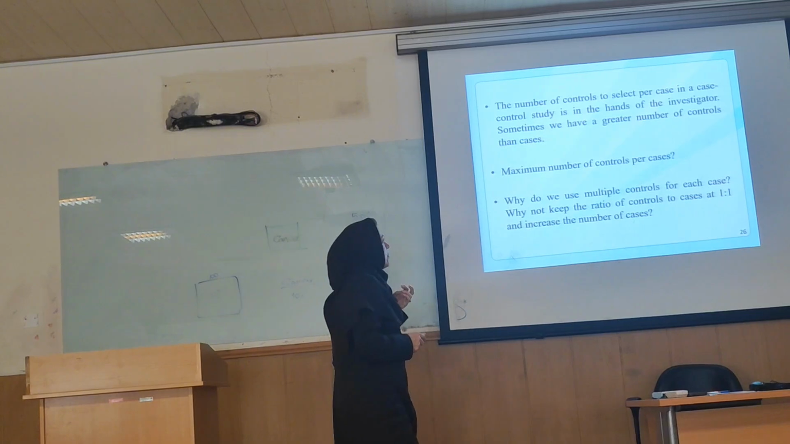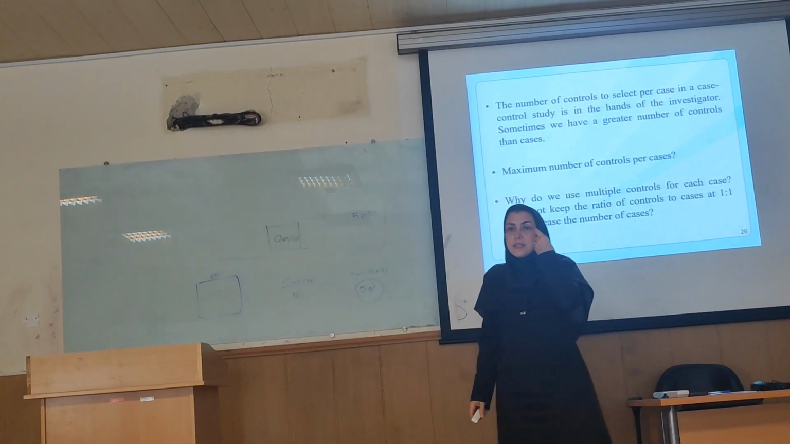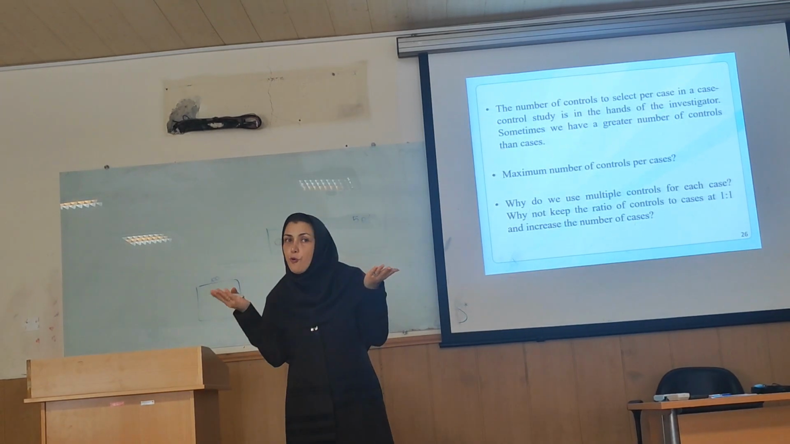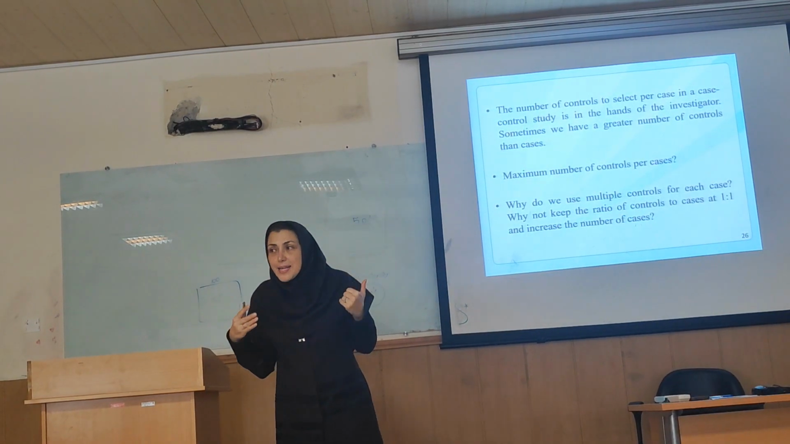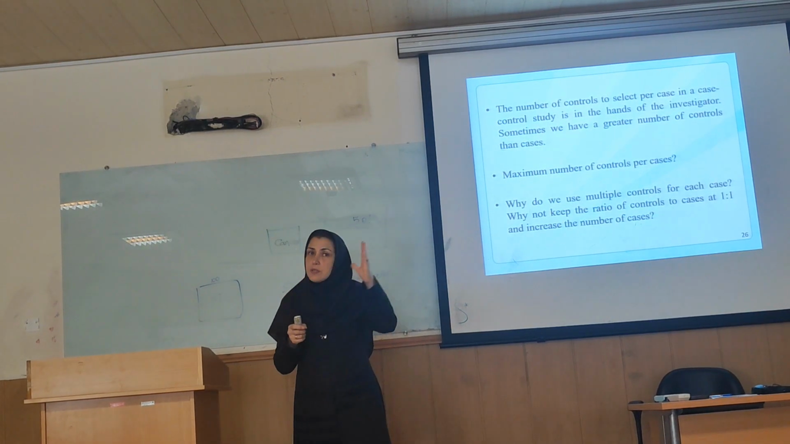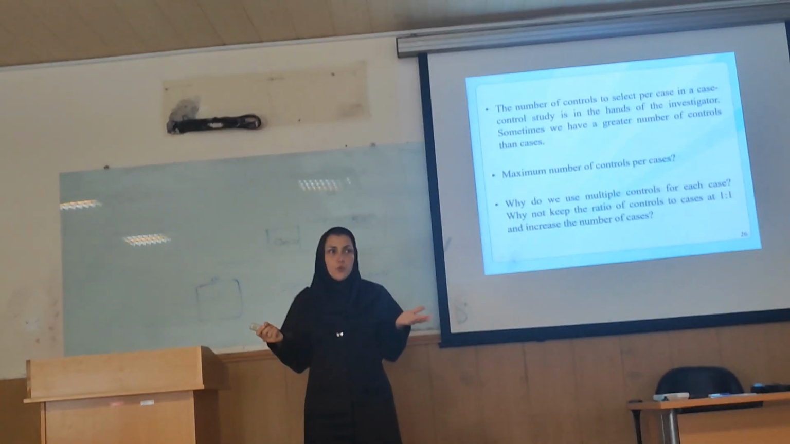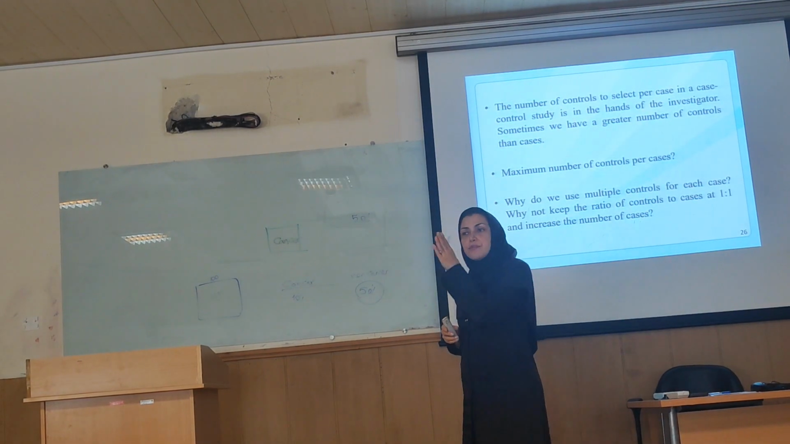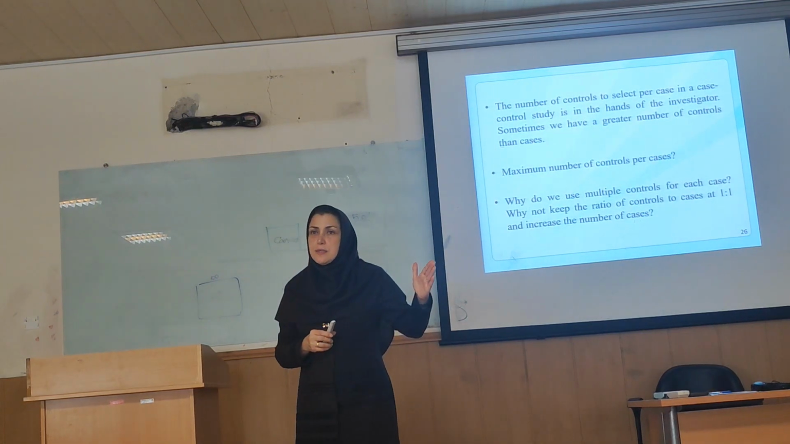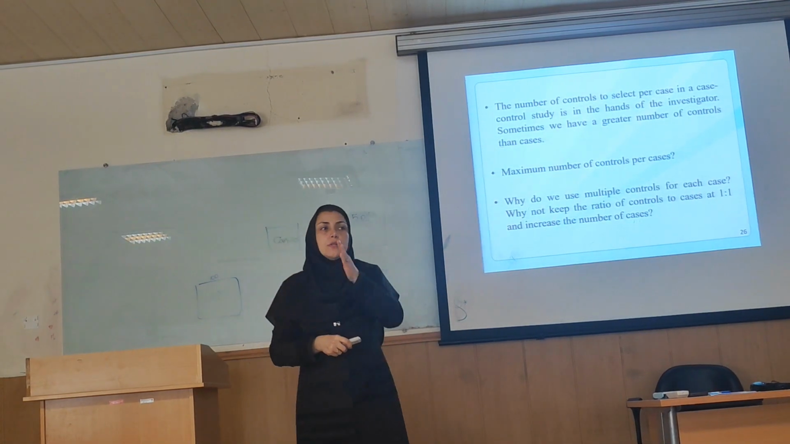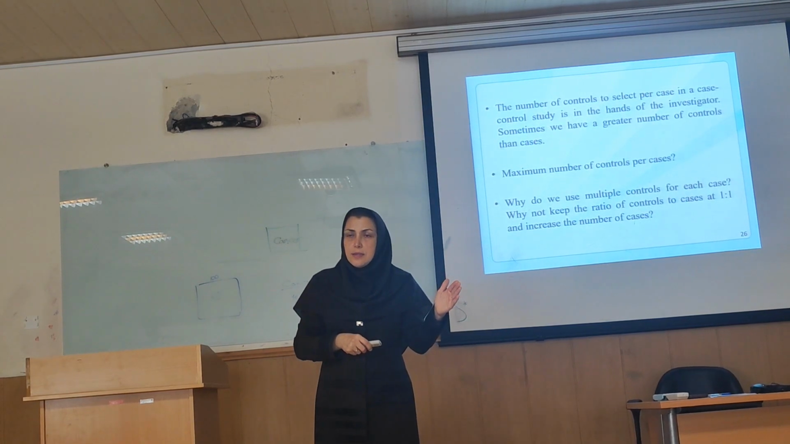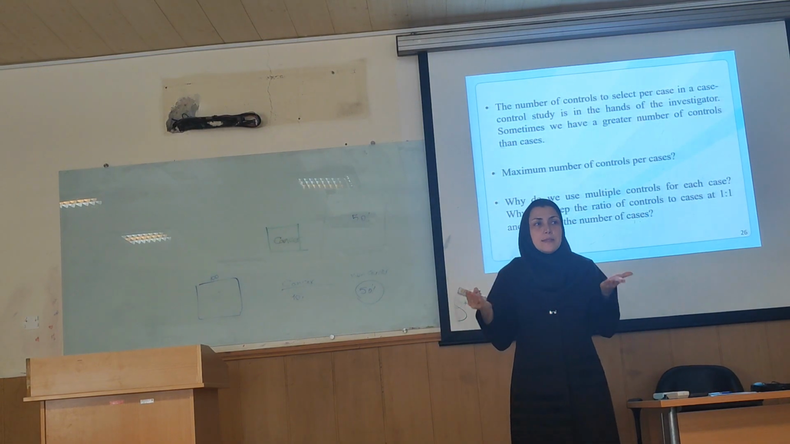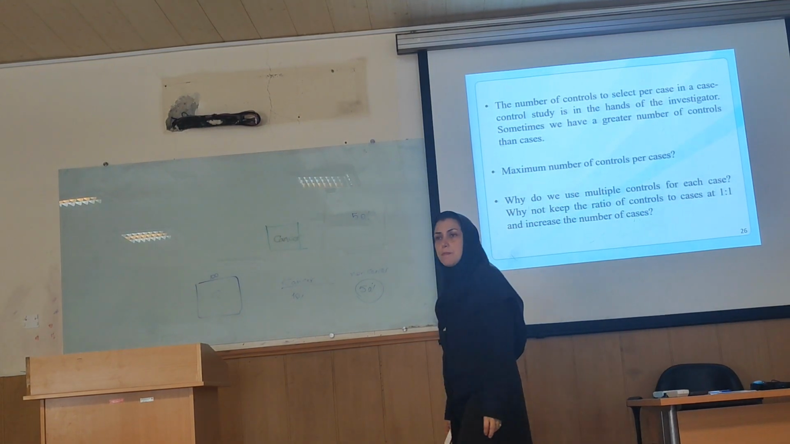The number of controls to select per case is different. In that example, we had 200 cases and 400 controls. Yes. And I asked you about the number of controls per case. It was 2. Sometimes we can use more controls. For example, 3 controls per case, or 4 controls for each case. Why do we use this imbalanced selection of cases and controls?